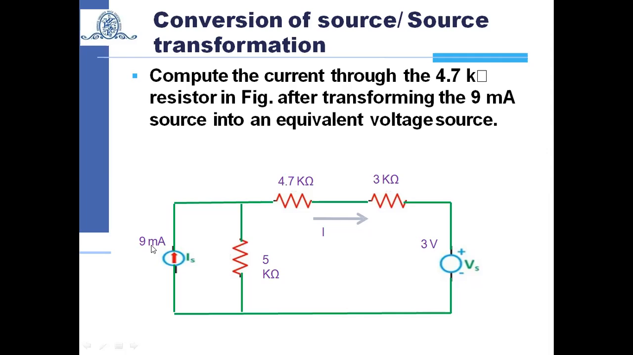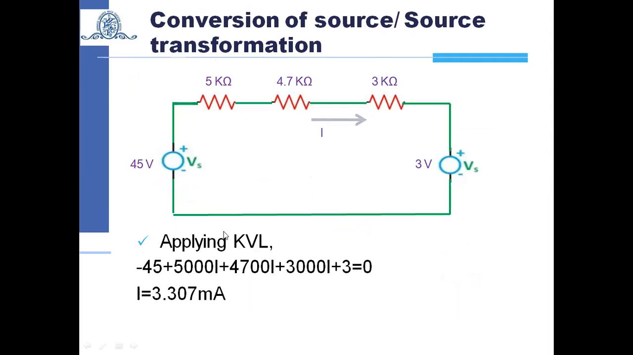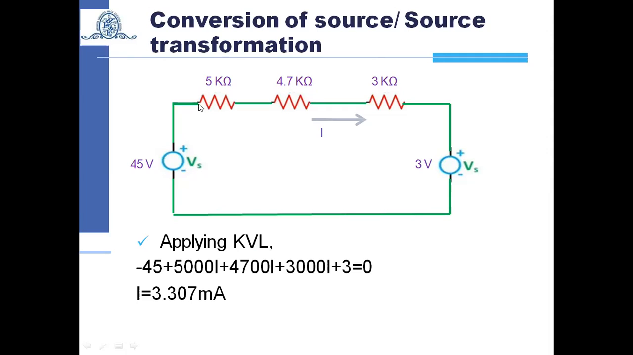And how will you calculate the voltage? Here the value of resistance is given, the value of current is given, V equal to IR. So you will get 9 into 5, that will be 45 millivolt. So if we convert that current source into a voltage source, we will get the value of the voltage source, and that resistance will be in series. So here our circuit will become, the 5 kilo ohm will come in series, and the voltage we just derived, 45 volt, will come in series with that resistance.